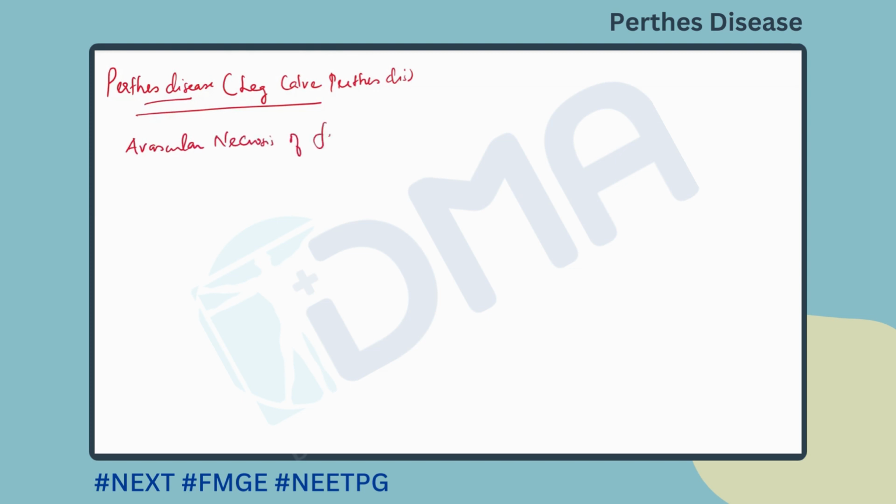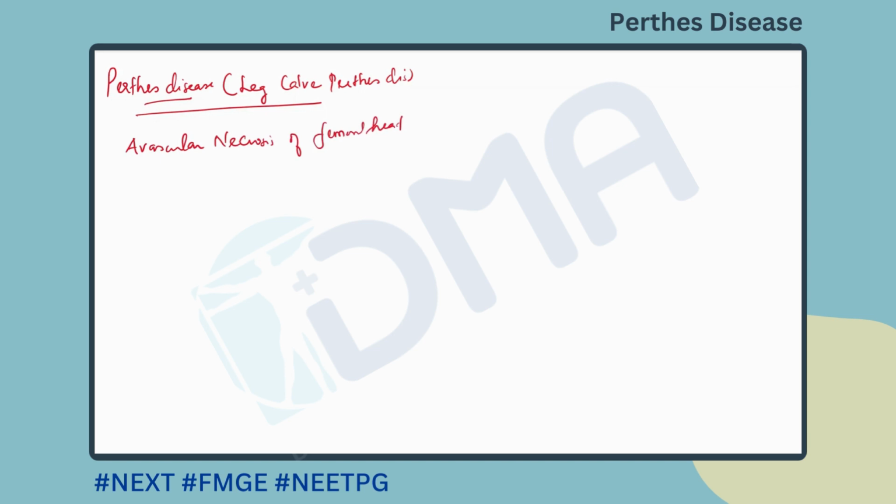Okay, so now we'll move to the next part of pediatric orthopedics. We'll be starting with this condition called Perthes disease. Perthes disease is also called Legg-Calvé-Perthes disease. This is very similar to avascular necrosis of the femoral head. So this is nothing but avascular necrosis of the femoral head.